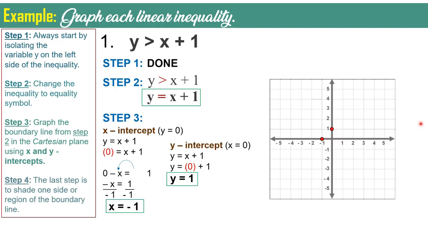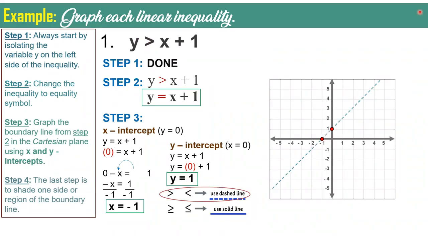But please take note that you have to identify first what line you shall use, dashed line or solid line. So let us see. If the inequality given is greater than or less than, you have to use a dashed line. But if the inequality given is greater than or equal to or less than or equal to, you have to use a solid line. Now, let us look at the given inequality. As you can see, the given here is greater than. Therefore, we have to use the dashed line. So, let's connect these 2 points using a dashed line.